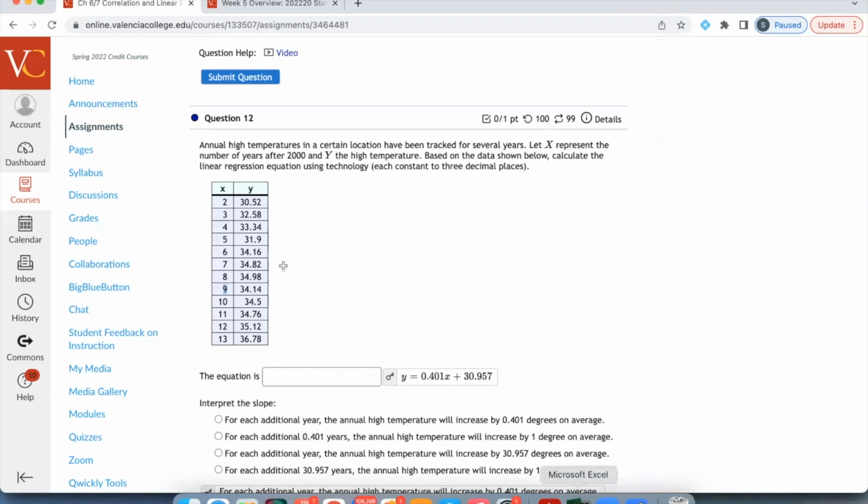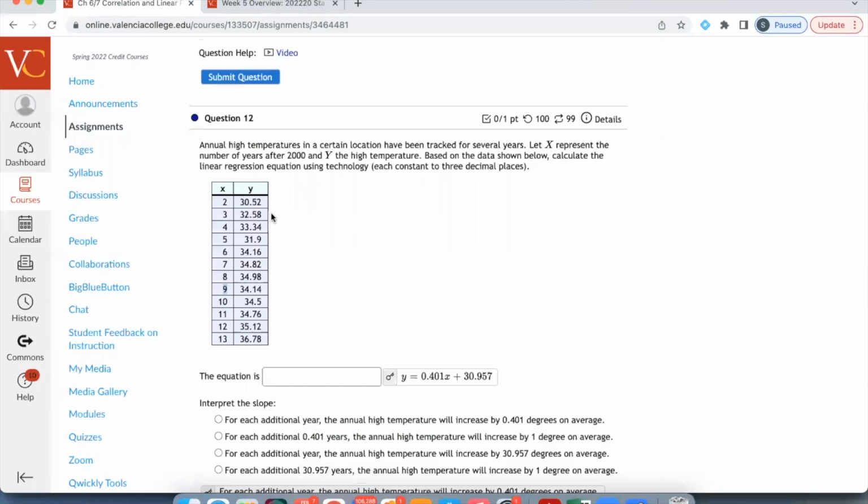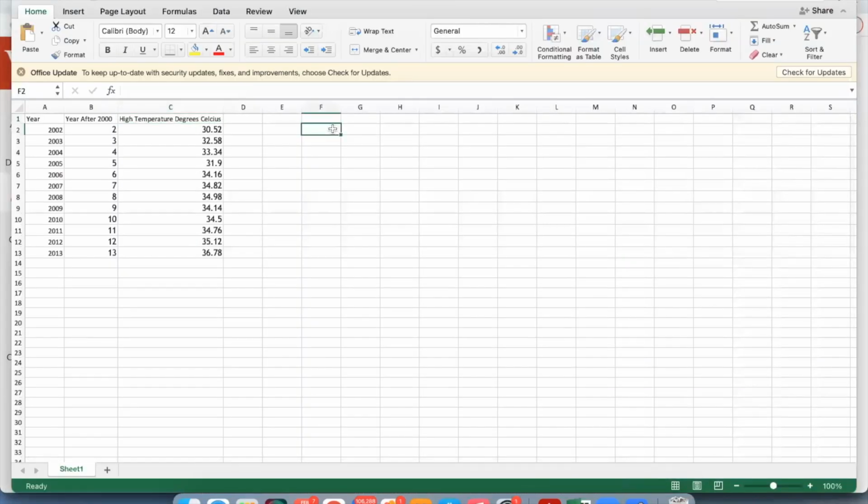So I've entered them all in, and let me show you a trick here. Here's how I entered them. I wasn't even sure if this would work, but it did. I just used my mouse and highlighted both of those columns and hit copy. Then I came over here, picked the cell, hit paste, and it pasted everything for me.